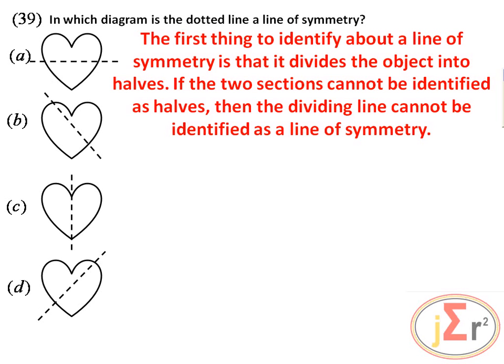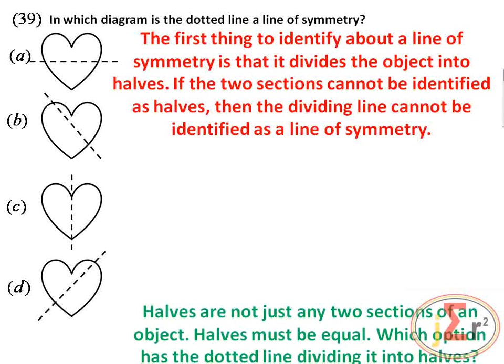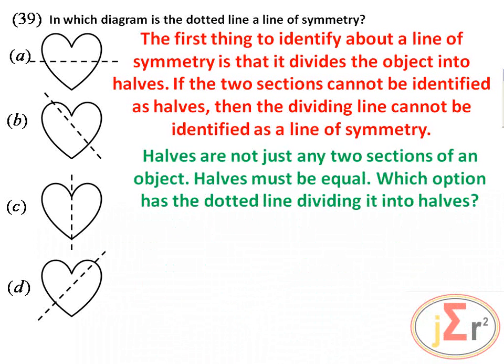What is the first thing that we know about a mirror line? It needs to divide the object into halves, right? And what do we know that halves are? Two parts? Right. So that's the first thing. It has to divide the object into halves, and the halves have to be equal. Halves are not just any two sections of an object. Halves must be two equal parts.